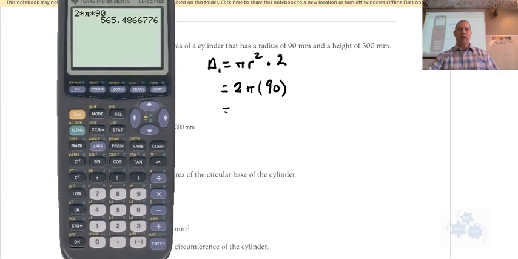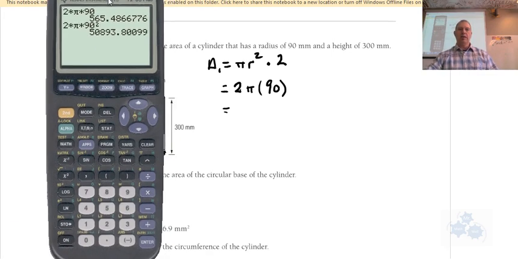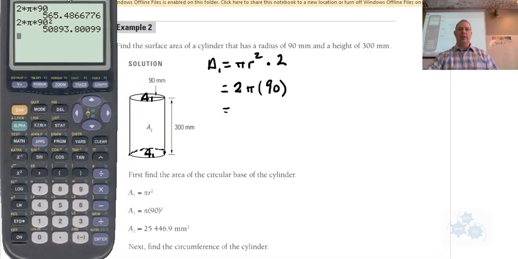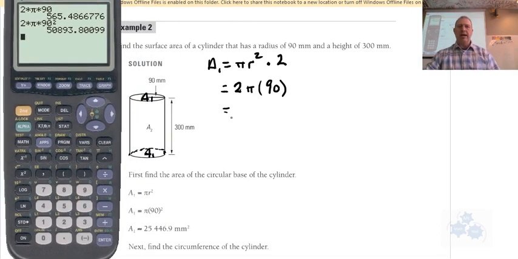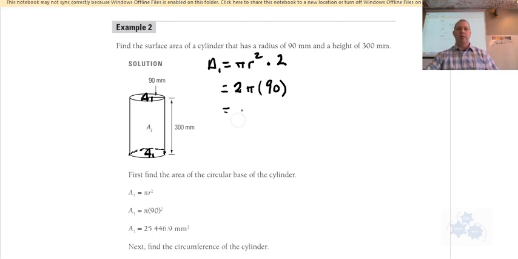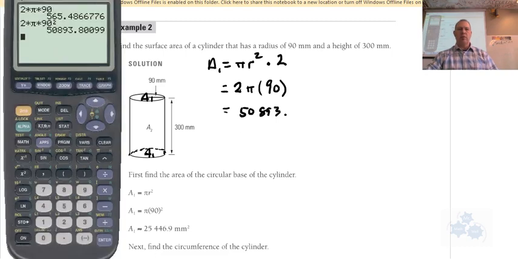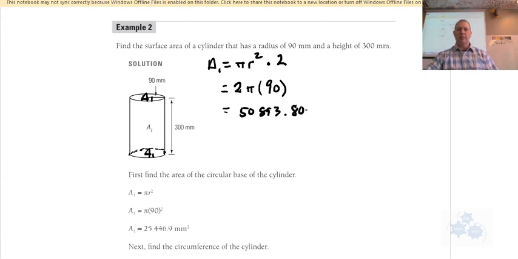Whoops, I didn't do the squared. 90 squared. And it should be 50,893.80. And that's going to be the area of both the top and the bottom. Millimeters squared. Remember, we're talking about area, millimeters squared.